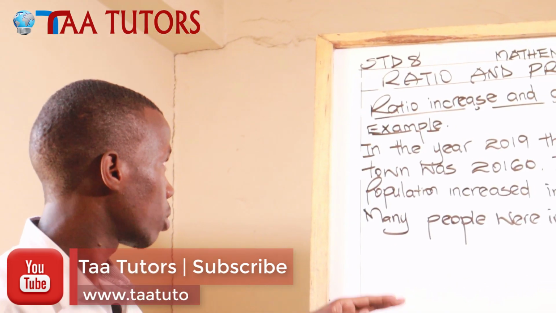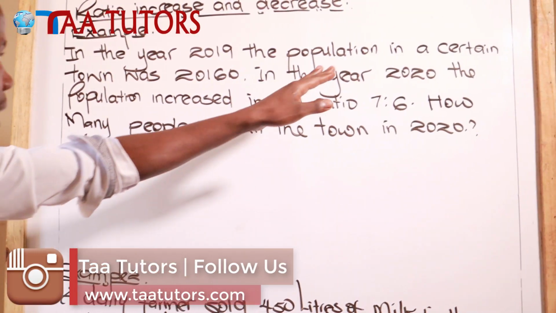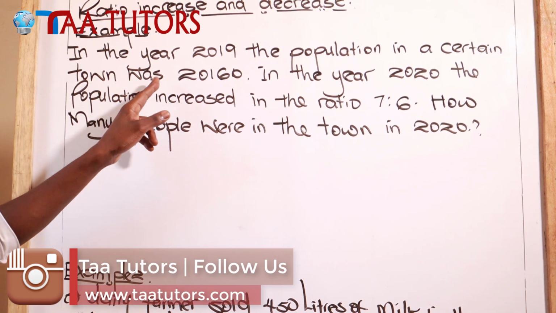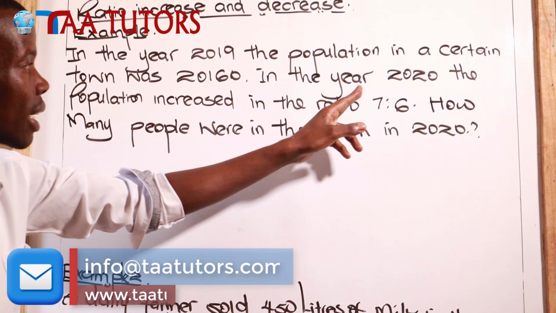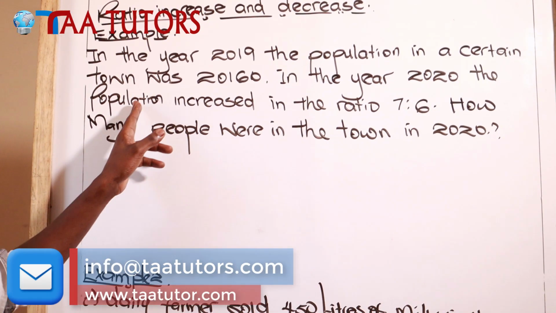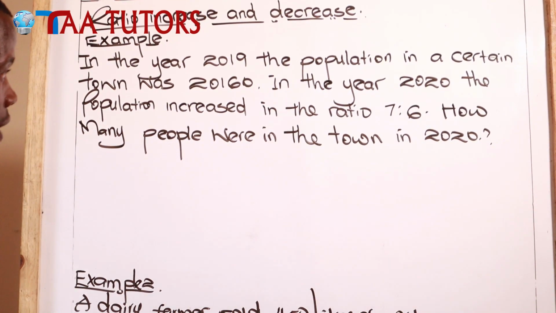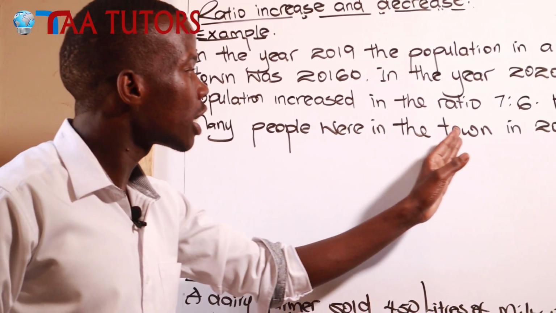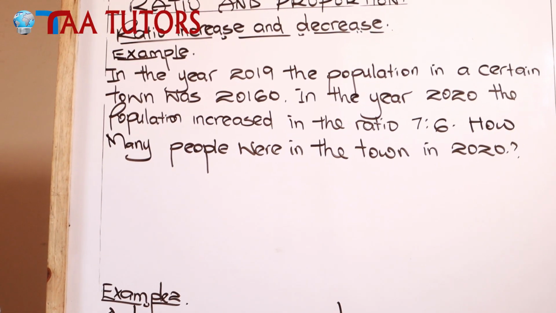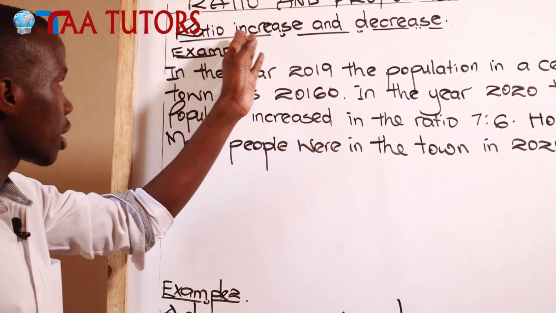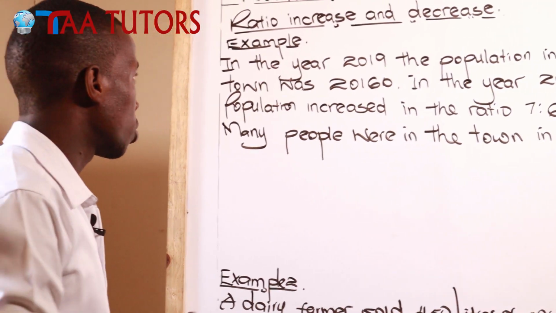Our first example: in the year 2019, the population in a certain town was 20,160. In the year 2020, the population increased in the ratio of 7 to 6. How many people were in the town in 2020? That is our question today, under percentage increase.